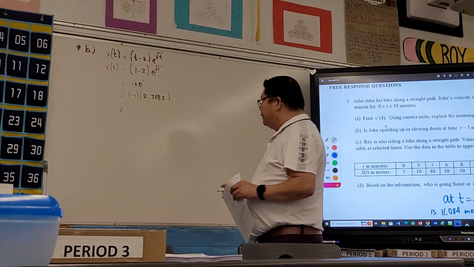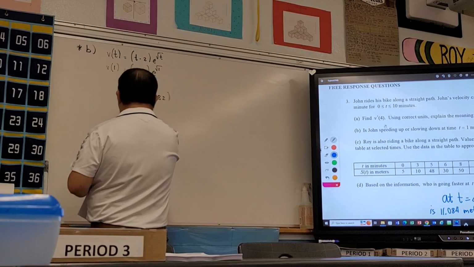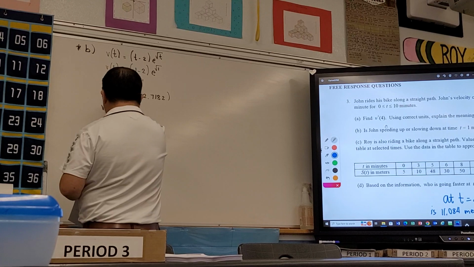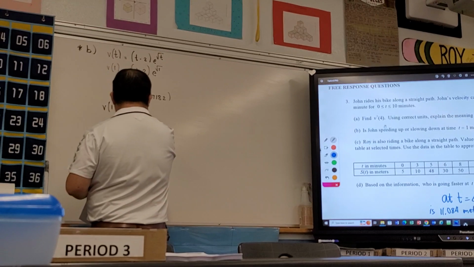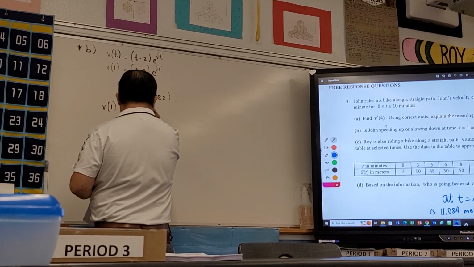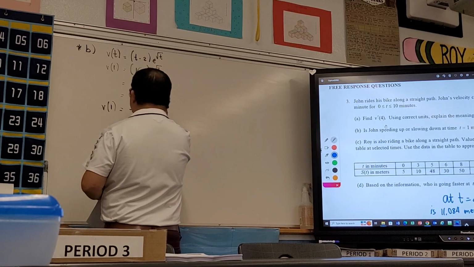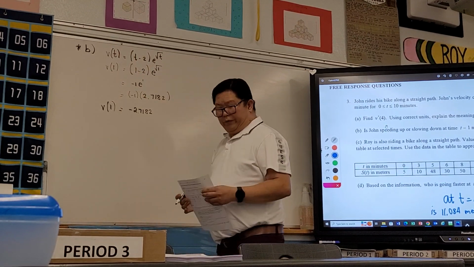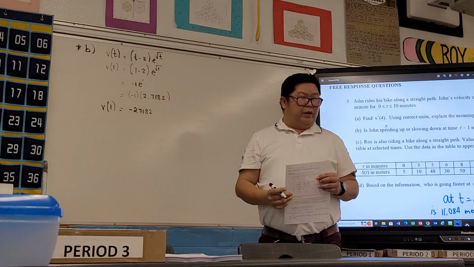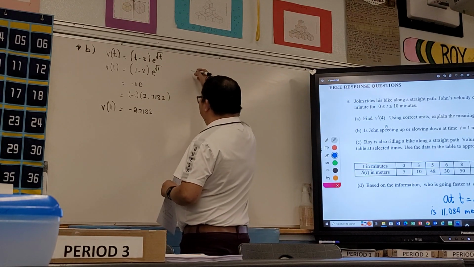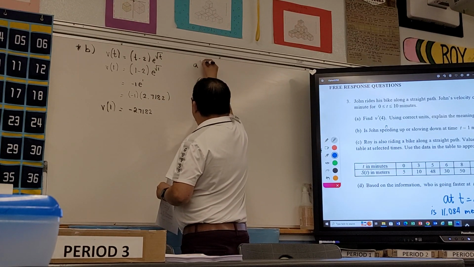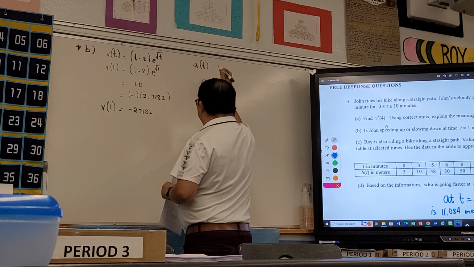Okay, so we have now negative. So V1 is negative 2.7182. So this is for the velocity. And how about acceleration? So A(t), the acceleration.